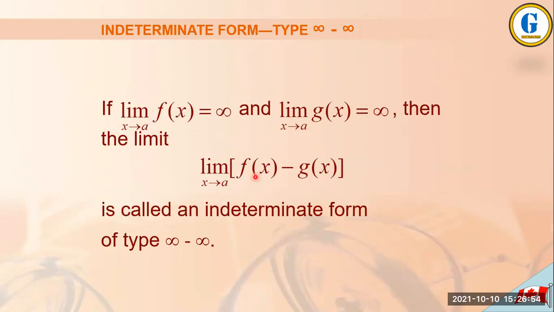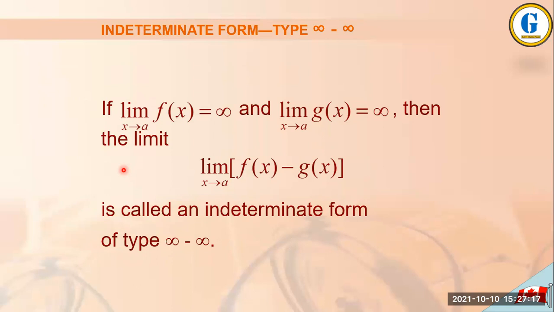Equally, this is also an indeterminate form. If the limit of f is infinity and the limit of g is infinity, and we end up with the limit of infinity minus infinity, this is also an indeterminate form, because you don't know what infinity minus infinity is. 0 times infinity or 0 times negative infinity is indeterminate. Infinity minus infinity is indeterminate.